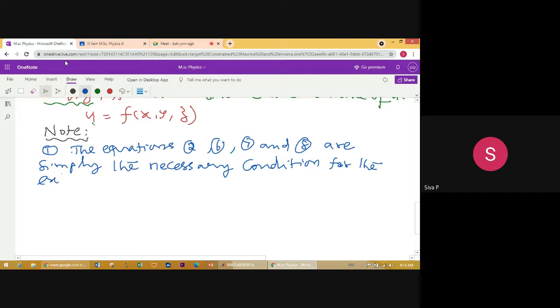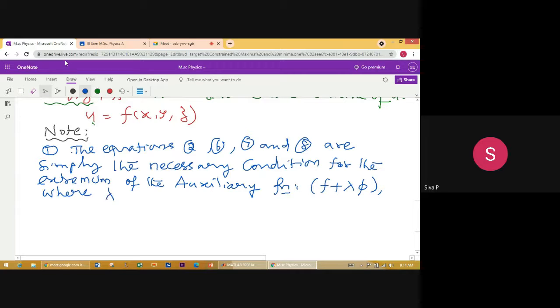The necessary condition for the extremum of the auxiliary function f plus lambda phi, where lambda is also treated as a variable.